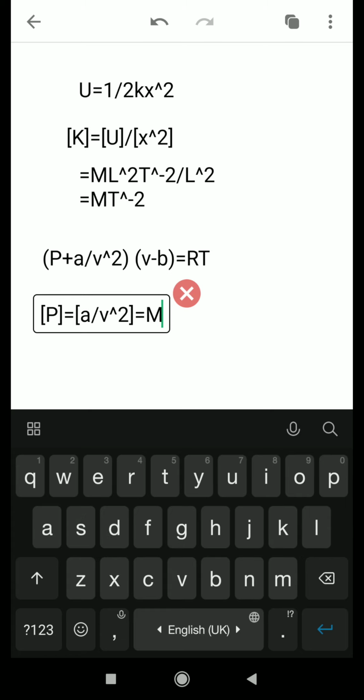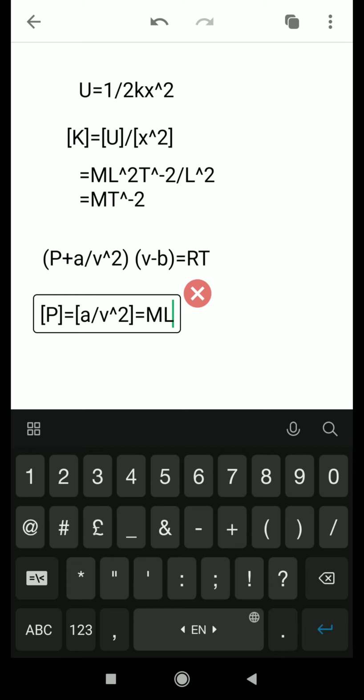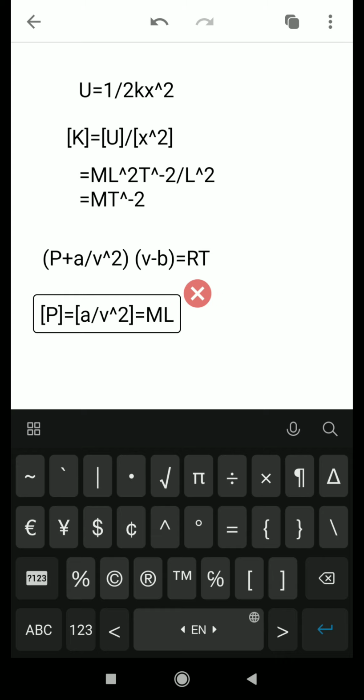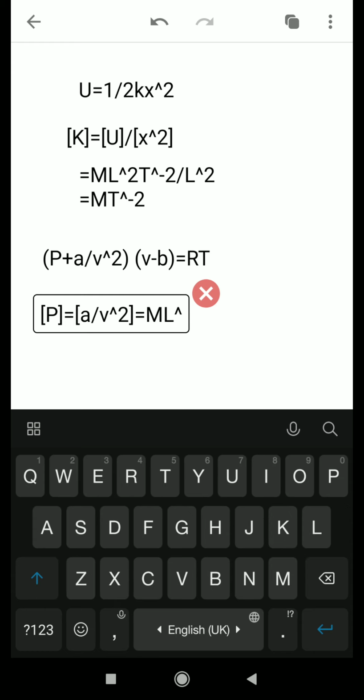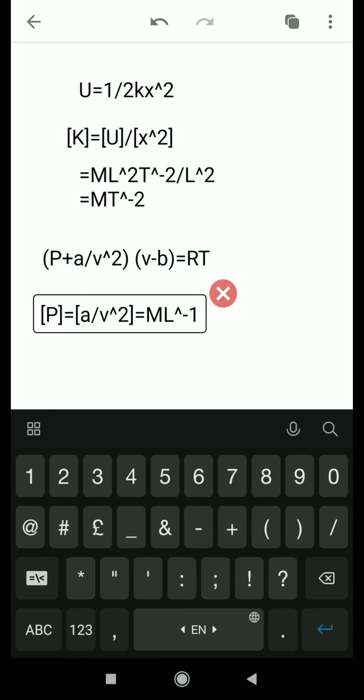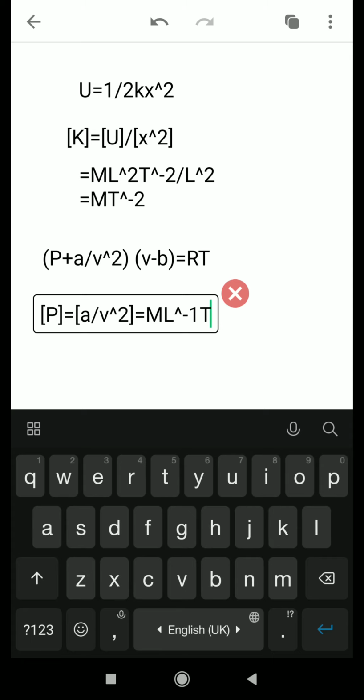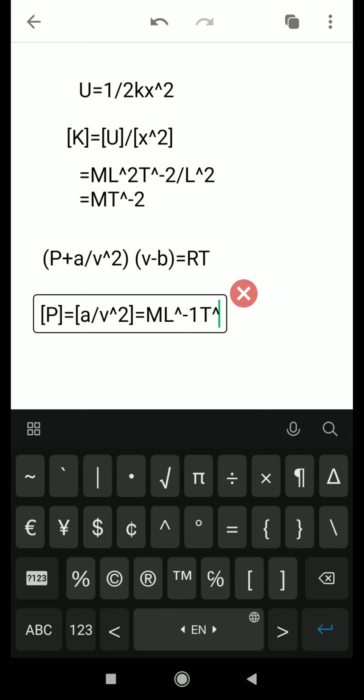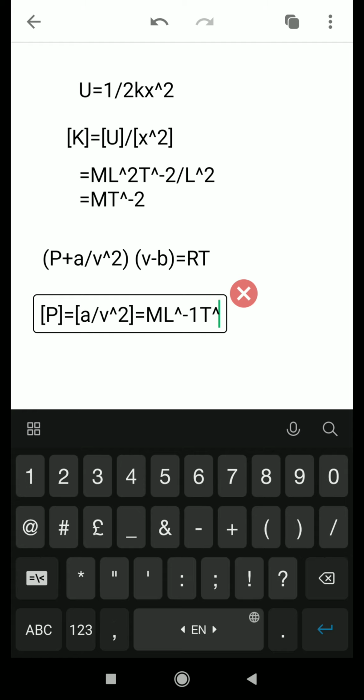M L inverse T to the power minus 2. Okay.